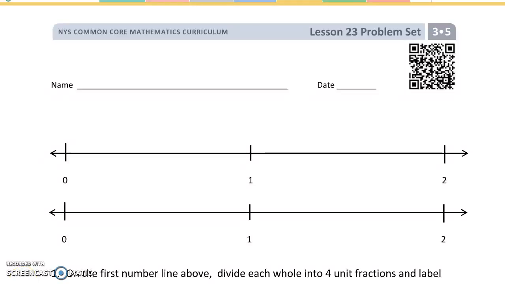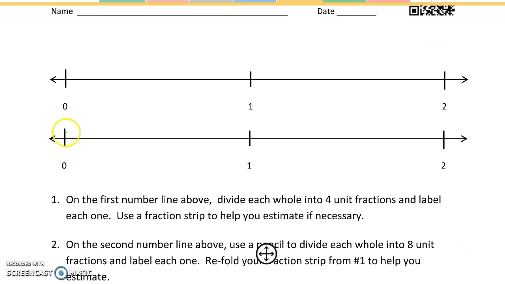Hi friends, this lesson is lesson 23, and here we're creating equivalent fractions using number lines. So you can see at the top here we've got two number lines with two wholes on each one. We've got to follow the directions and create some fractions here. It says on the first number line above, divide each whole into 4 unit fractions and label each one. Use a fraction strip to help you estimate if necessary.